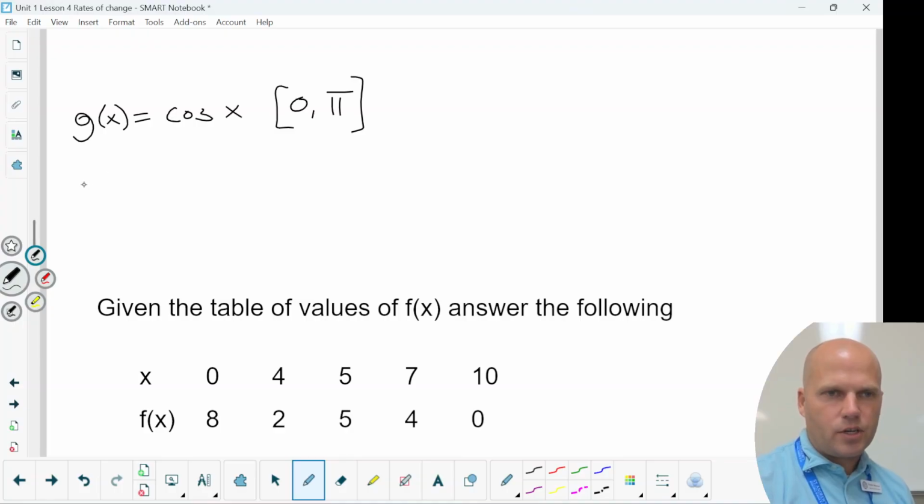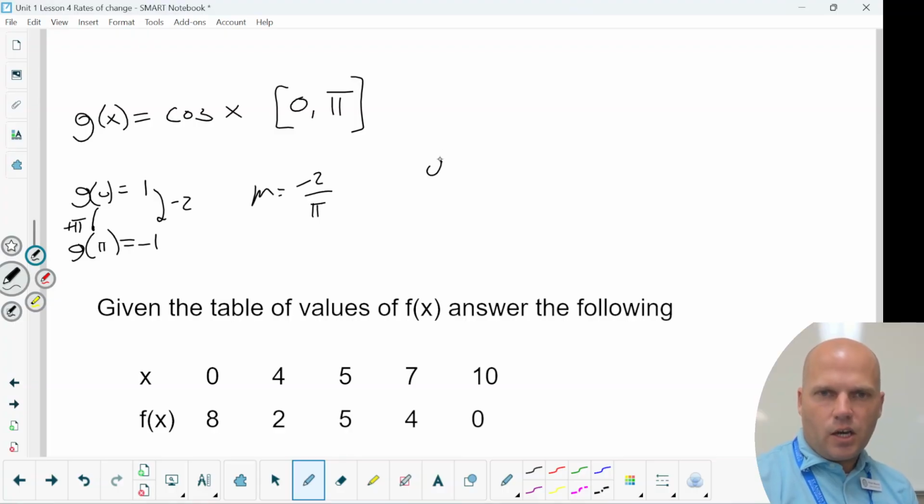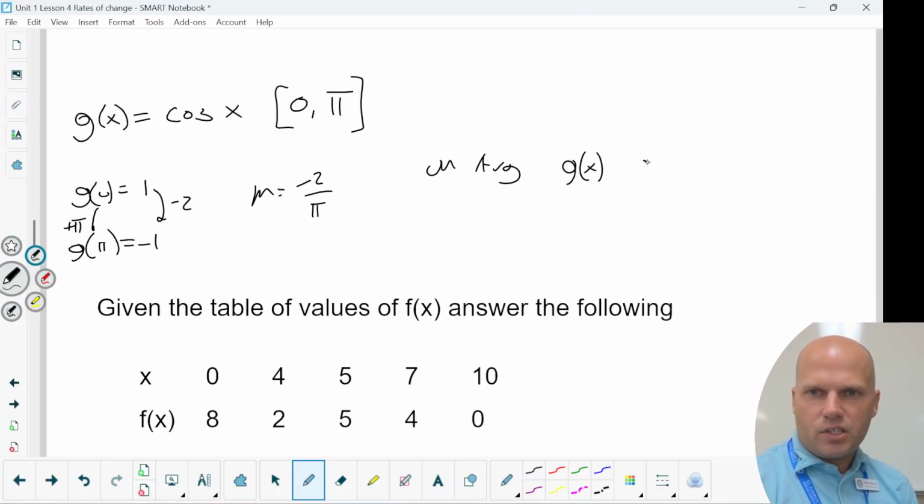Well, we can use trigonometry. g of 0 is 1. g of pi is negative 1. So I'm going down 2 over the course of pi units. So my slope is negative 2 over pi. I'd say on average, g of x is decreasing 2 over pi y's per x.